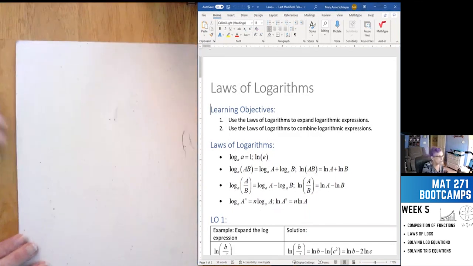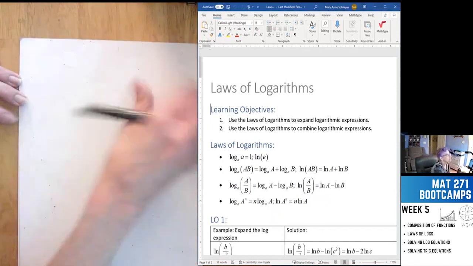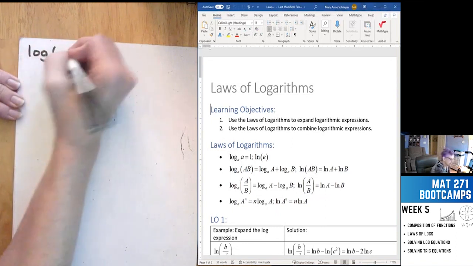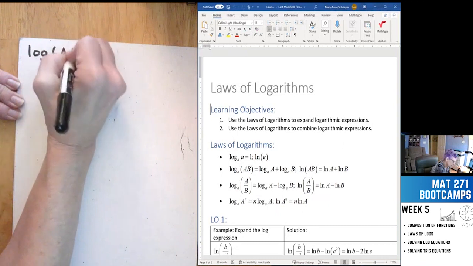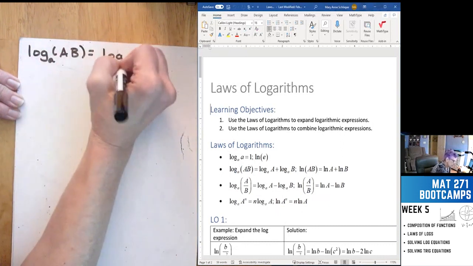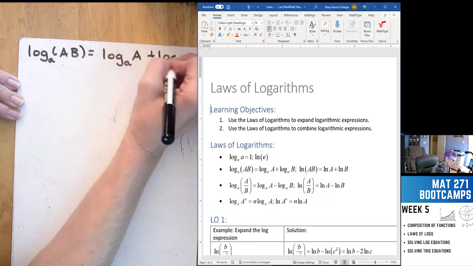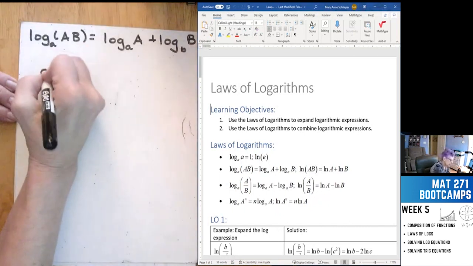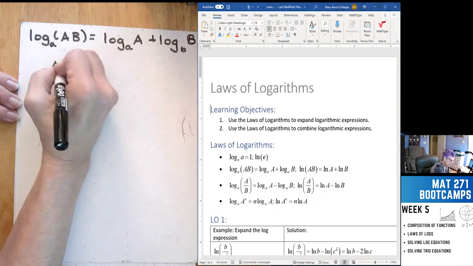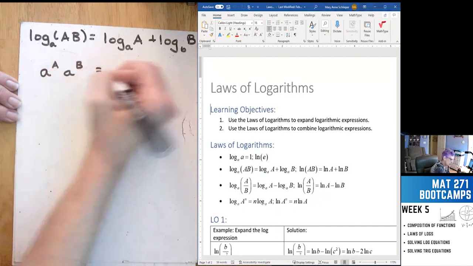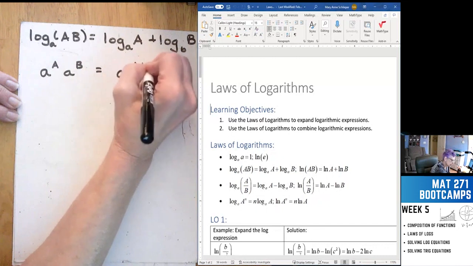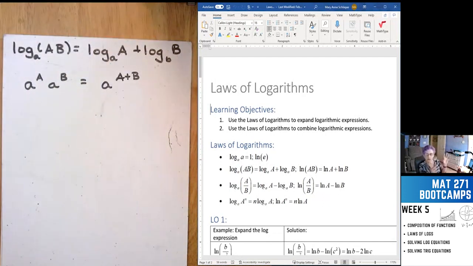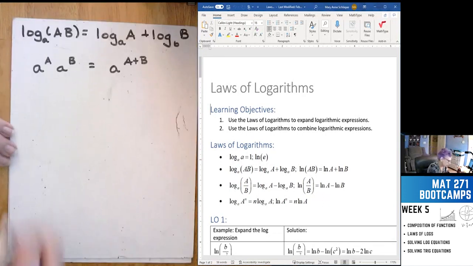The actual laws of logarithms are the sum, difference, the product sum rule: the log of A times B equals log of A plus the log of B. Because if you have A to the A times A to the B, it's equal to A to the A plus B. So exponents and logarithms are partners. Their rules work the same.